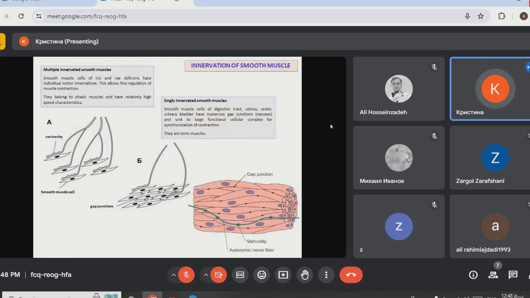Innervation of smooth muscle tissue is shown here. The smooth muscle tissue is innervated with the autonomic nervous system, unlike skeletal muscle tissue, which is innervated with the somatic nervous system, which allows voluntary contraction. Smooth muscle tissue is innervated with the autonomic nervous system, which allows only involuntary contraction.